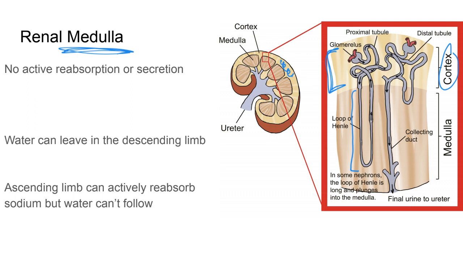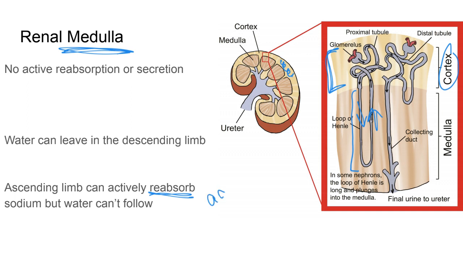So in the renal medulla, I don't have any active reabsorption or secretion happening in those descending and ascending limbs of the nephron. The descending and ascending is just which direction the fluid is flowing. So I've got a descending limb on this side and an ascending limb going back up that loop there. In the descending limb, some water is able to leave the filtrate and go out into the kidney. In the ascending limb, sodium can be actively reabsorbed. However, water is not able to.